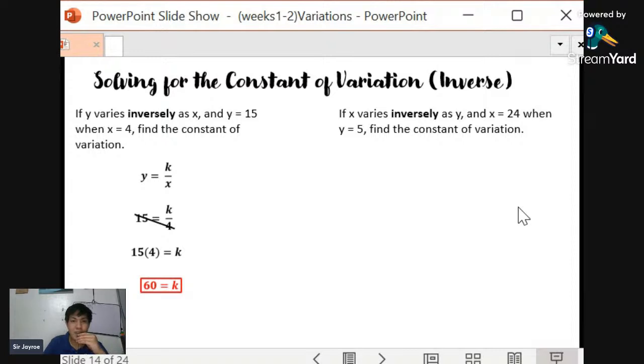Okay, so now, my question is, what is the constant of variation here? It's your turn again. What is the constant of variation here? So I'm just going to show you the equation. So that is the equation, x is equal to k over y. Now it's your turn to look for the constant of variation.